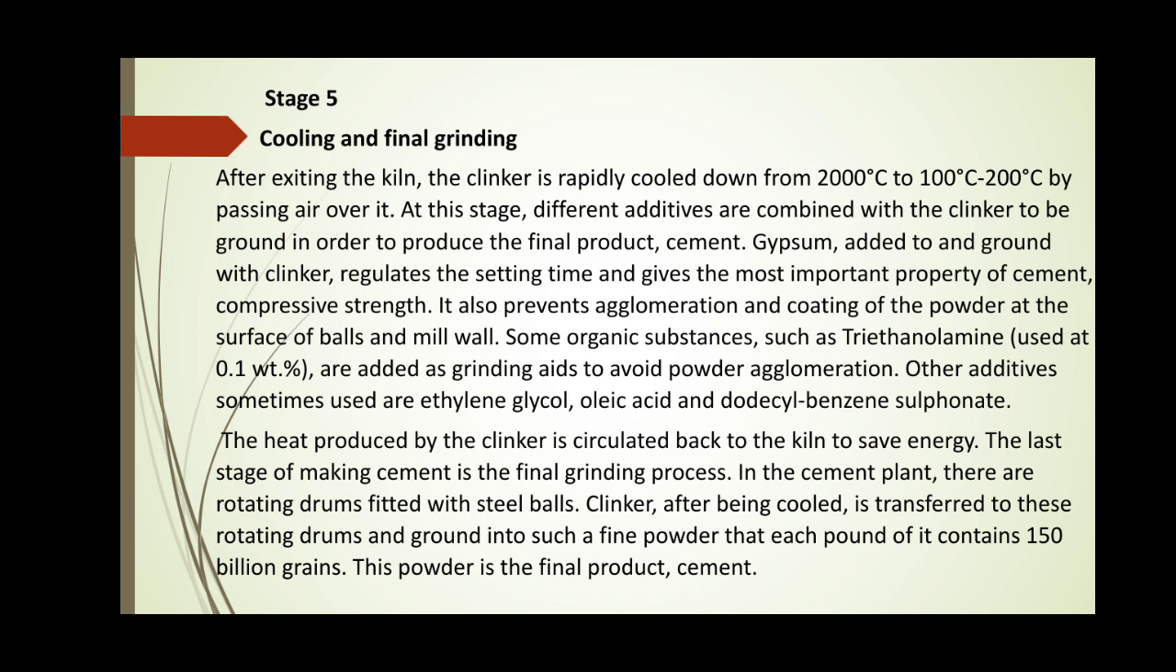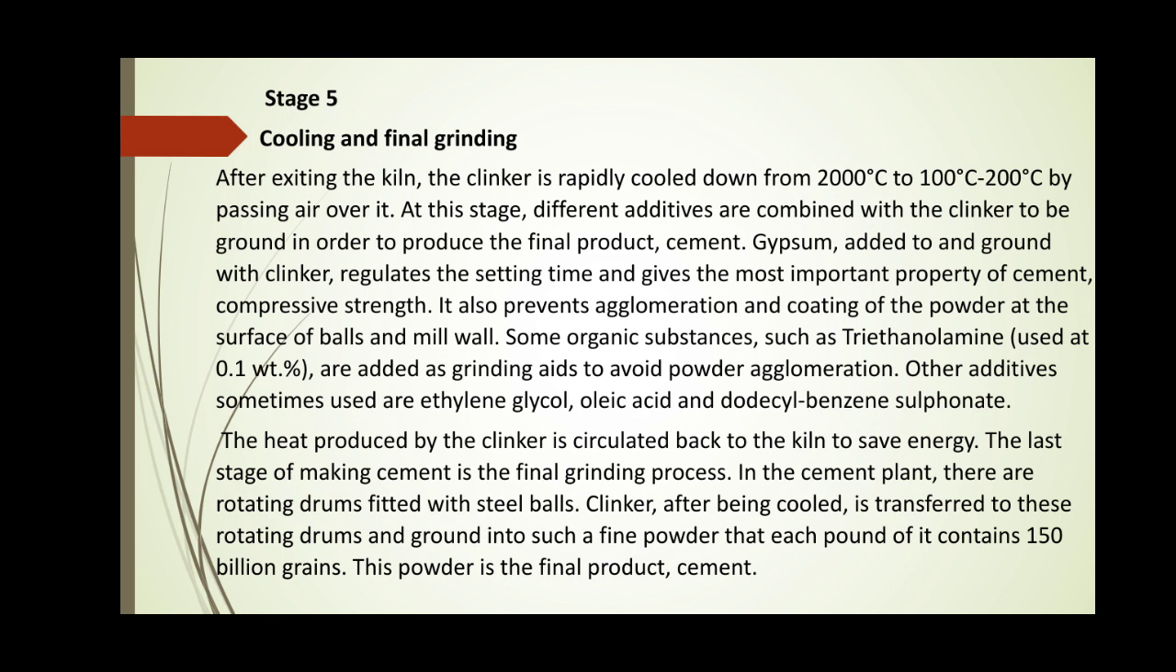Some organic substances such as triethanolamine, used at 0.1% of weight, are added as grinding aids to avoid powder agglomeration. Other additives sometimes used are ethylene glycol, oleic acid, and dodecyl benzene sulfonate. The heat produced by the clinker is circulated back to the kiln to save energy.